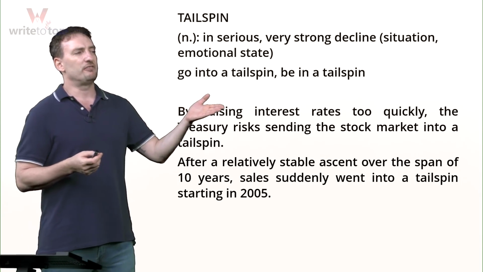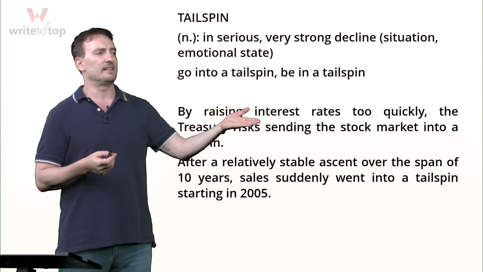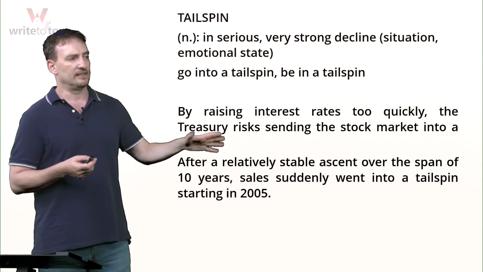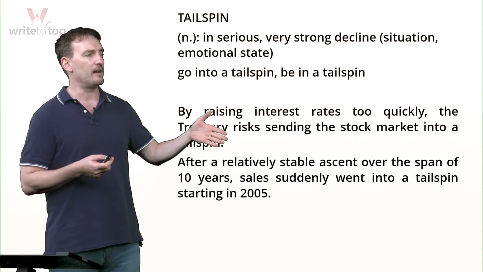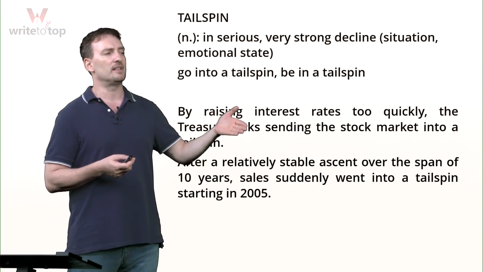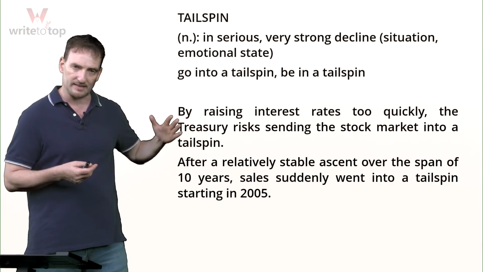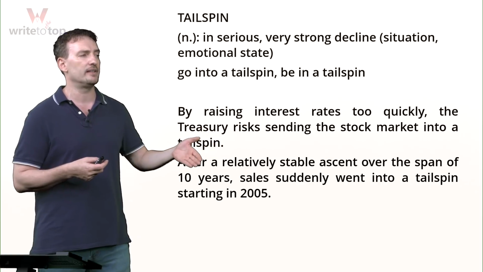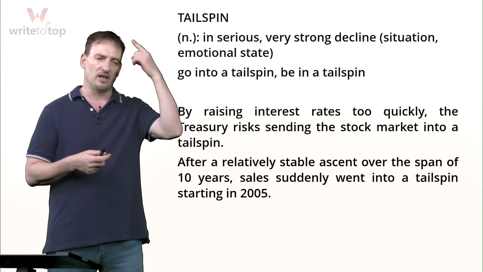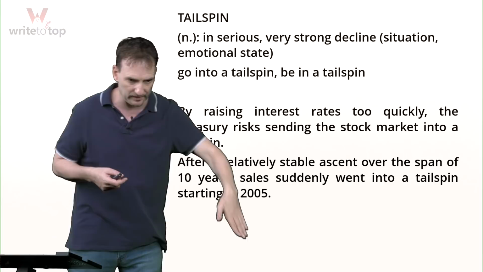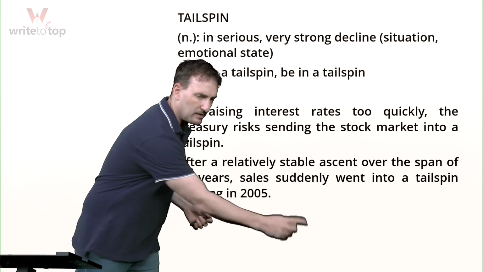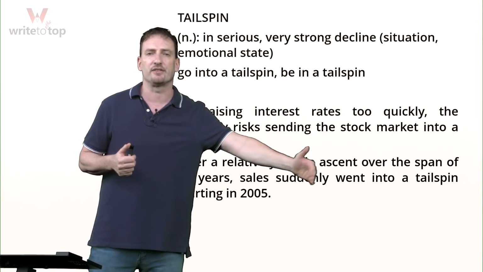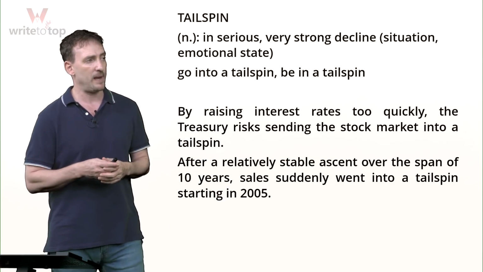By raising interest rates too quickly, the Treasury risks sending the stock market into a tailspin, like a very sharp drop. And this is especially useful for Task 1, IELTS. After a relatively stable ascent over the span of 10 years, it went up, sales suddenly went into a tailspin starting in 2005. So in 2005, they suddenly started going down, like a little bit of a spin. But it's a very sharp drop, and it extends for a little while, okay?